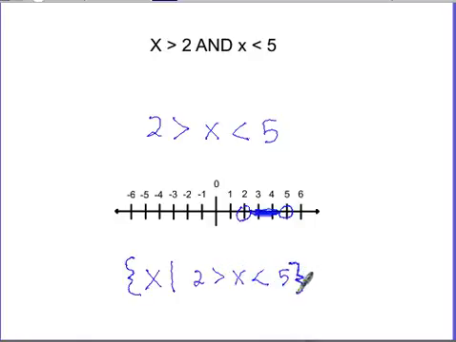Do we have to do that though, or can we do that one? You're going to need to know how to recognize it because you're going to see it in today's lesson.